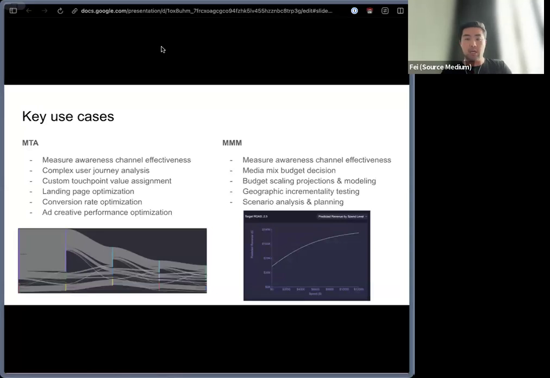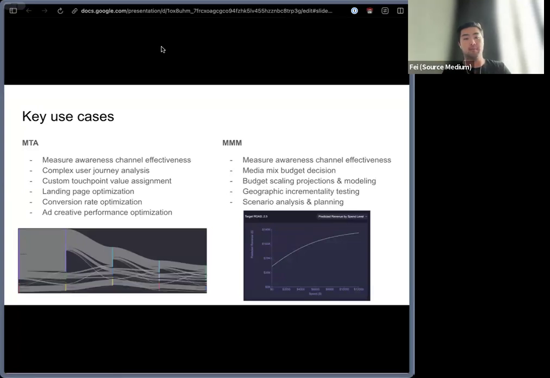On the MMM side, it's really about understanding your media mix budget decisions, right? Are you spending too much on Meta or not spending enough? Should you start spending on other channels? You started spending and testing a specific channel, and you want to have confidence around scaling that. So the example that I have below is essentially the relationship between spend and projected revenue.